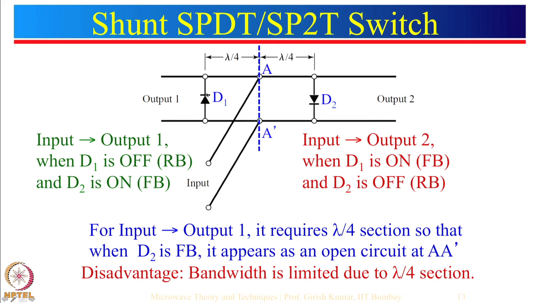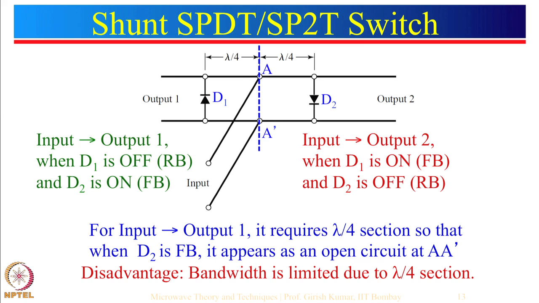and the reverse will happen when D2 is on and D1 is off. So, when D1 is off, all these things will go from here to output 1, and D2 is short circuited that time or forward bias. So, this short circuit will act as an open circuit. So, it will not do the loading for this particular input, it will go to the output 1 only.